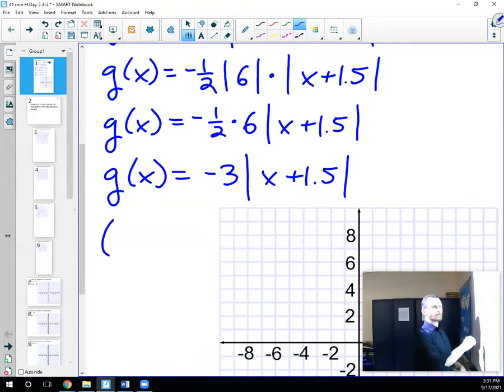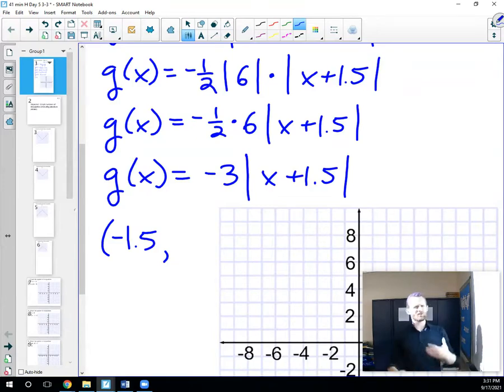So h and k are the vertex. The h value, it looks like it's a positive 1.5, but remember, when we take it out of the vertex form and write it as an ordered pair, we have to change the sign of the number that's in there to get the h value. That's a better way to say it. So positive 1.5 means that we change the sign, so the h value is negative 1.5.